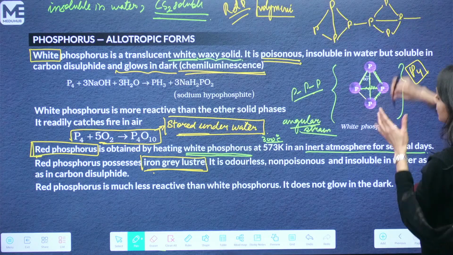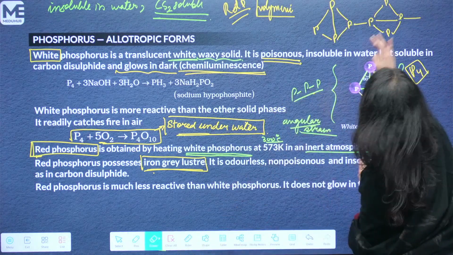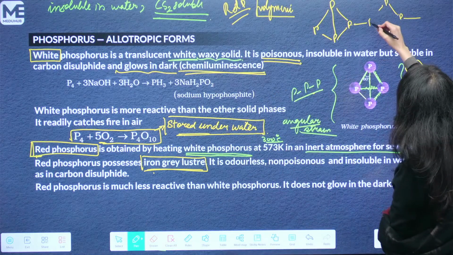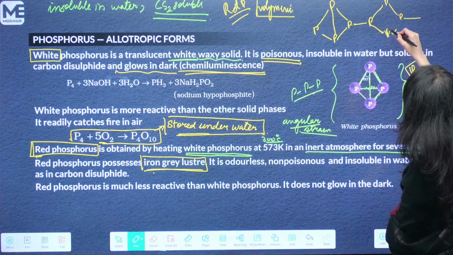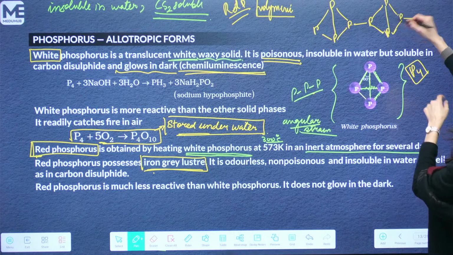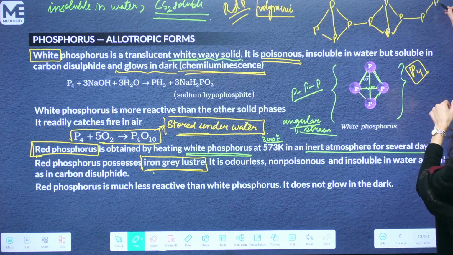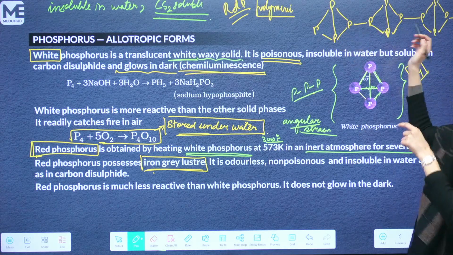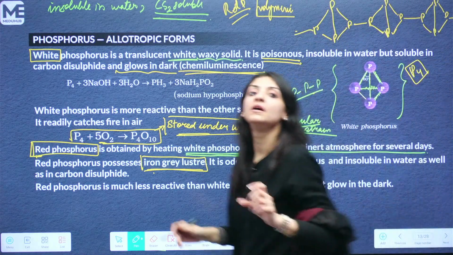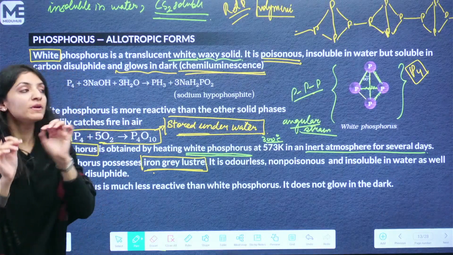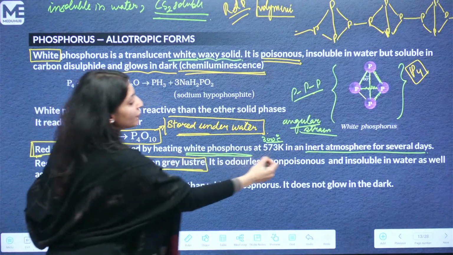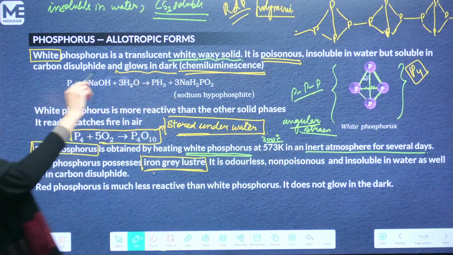अब इधर, ठीक है, इधर फिर से P, एंड सो ऑन. सो इट्स अ पॉलीमेरिक चेन ऑफ P4. तो मोनोमर इसका P4 है. इट फॉर्म्स अ पॉलीमेरिक चेन अपॉन हीटिंग फॉर सेवरल डेज. सो उससे बन जाता है रेड फॉस्फोरस.